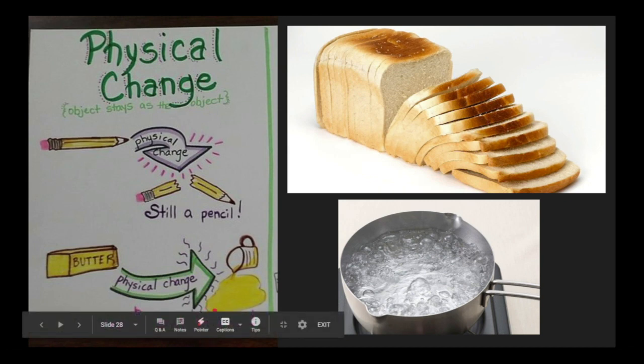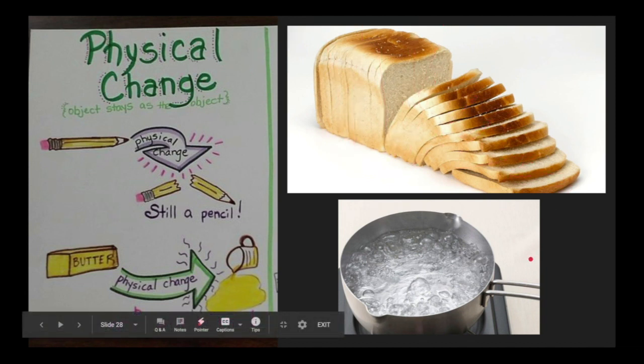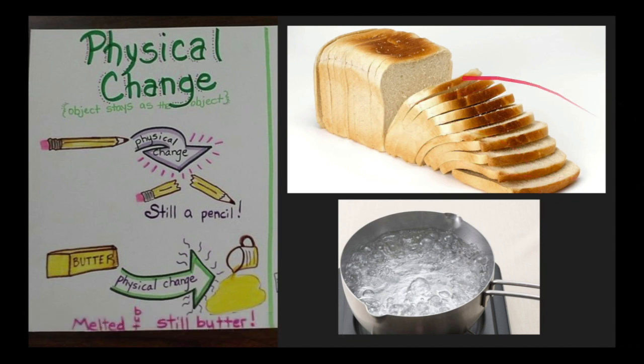It's still butter. Right here I have a loaf of bread. Somebody took a knife and they cut it up. They sliced it. But you know what? Even if you take out little pieces and you eat the bread, it's still a piece of bread. This means it is a physical change. But the cool thing about physical changes, sometimes they are reversible. That means that they can be undone.